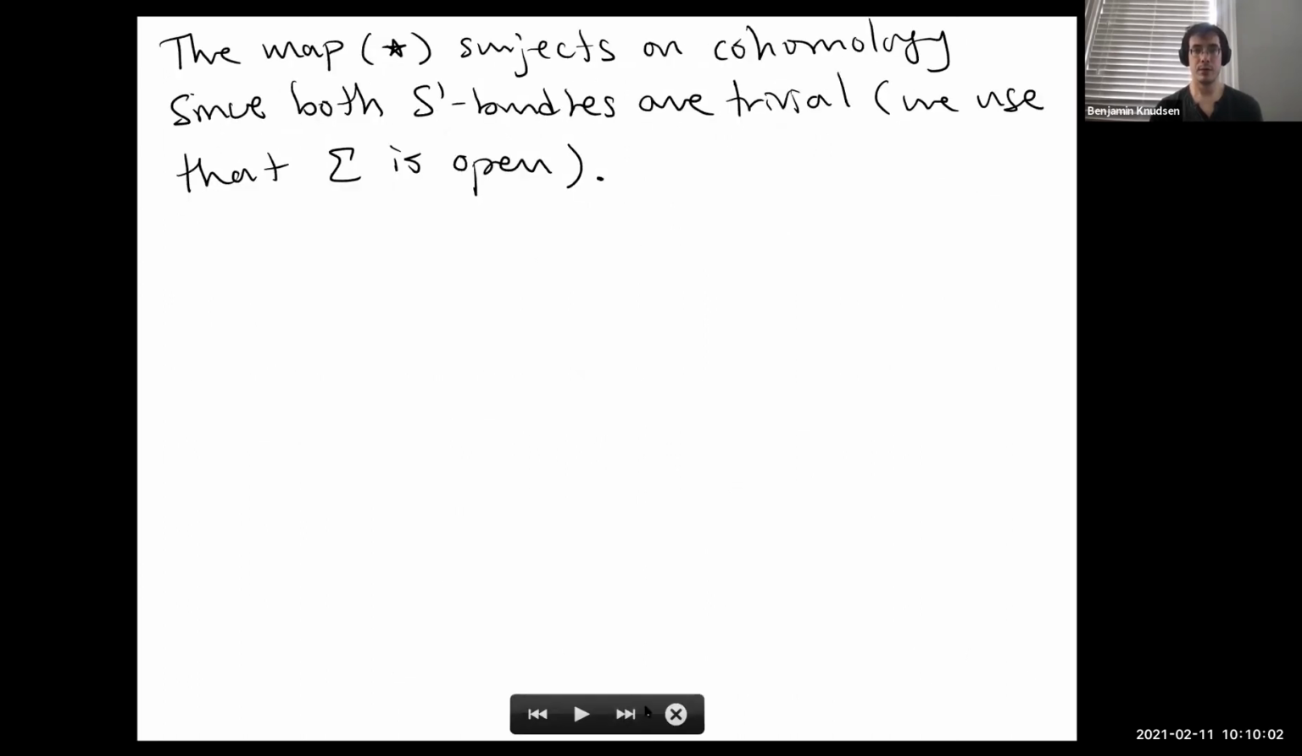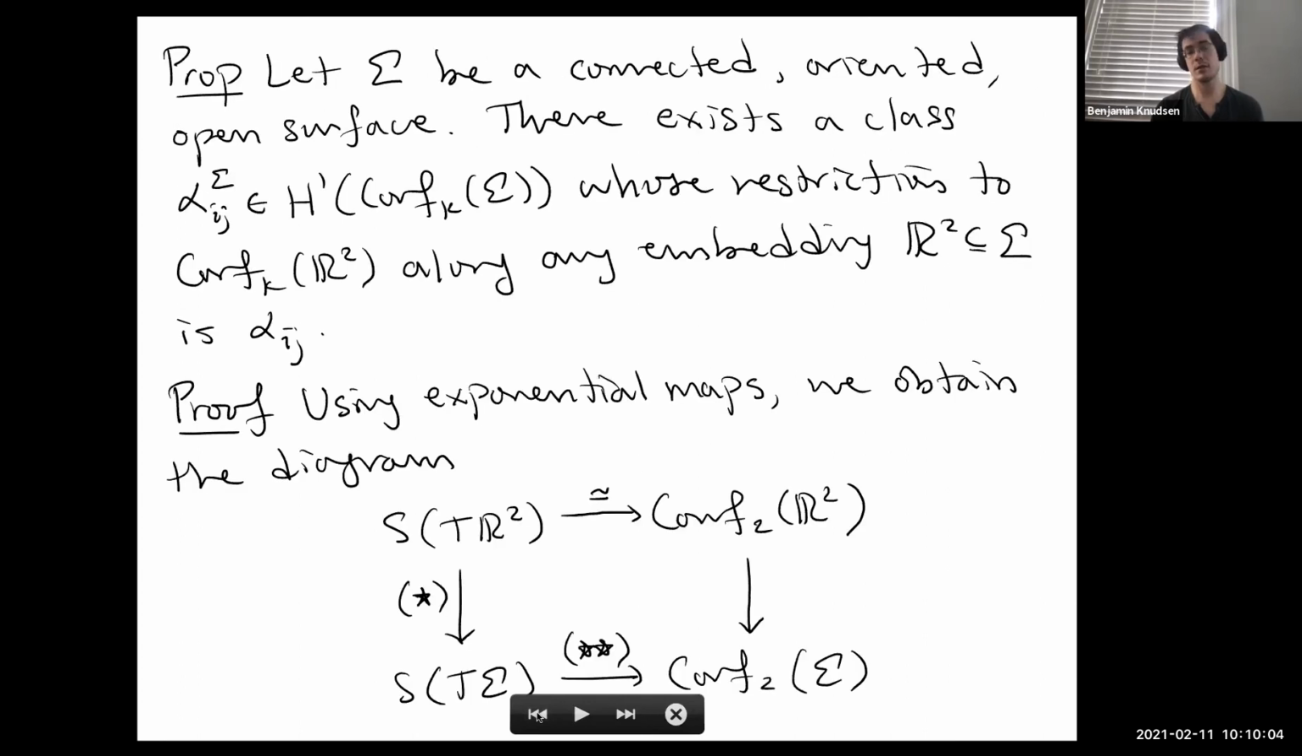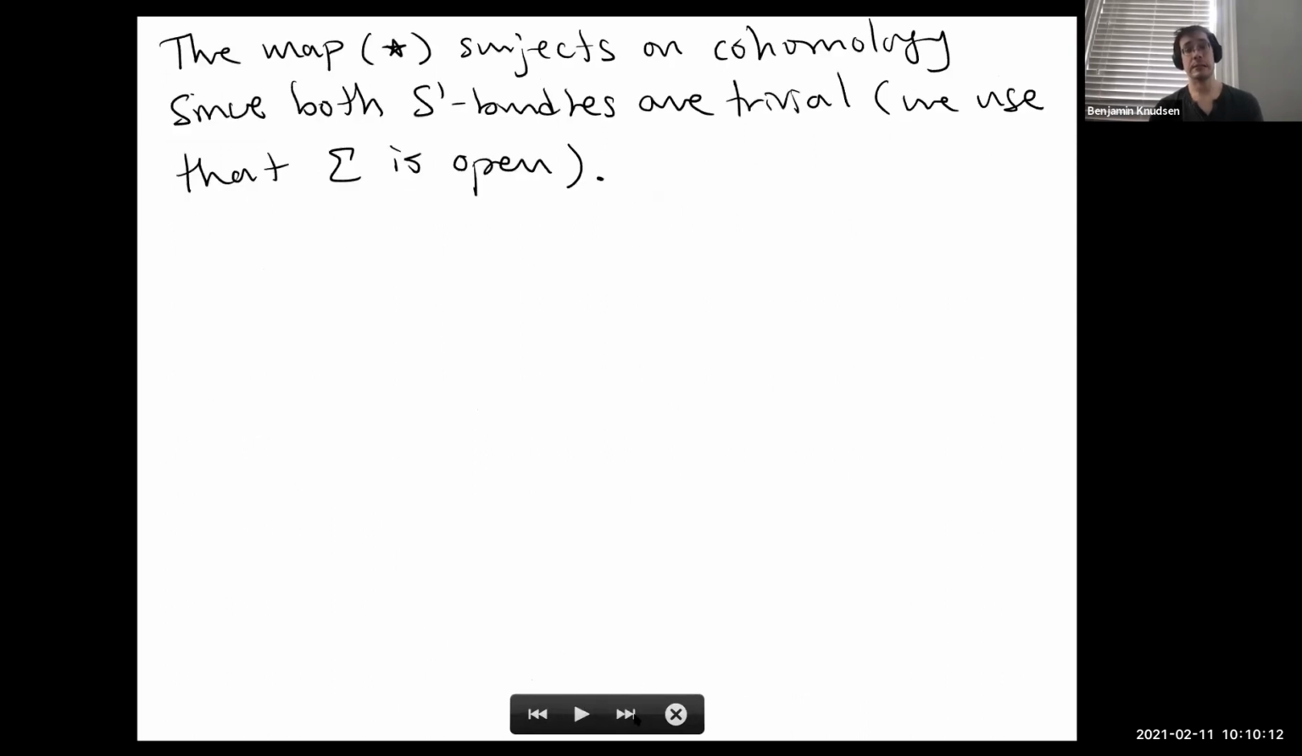Okay, so let's think about the first starred map. That's the map from the sphere bundle of the tangent bundle of R2 to the sphere bundle of the tangent bundle of sigma. Well, that surjects on cohomology because both of those bundles are trivial. And we're using, for the first time, that sigma is an open surface. There are no non-trivial S1 bundles. Okay. Great.